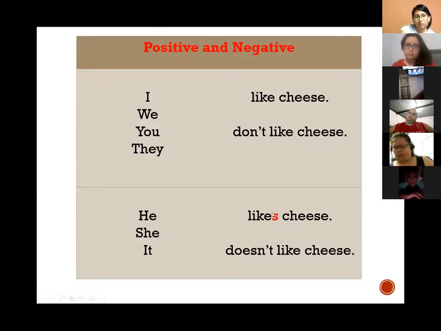En este caso utilizamos el verbo like. Y vamos a agregar únicamente S porque el verbo termina en E. Y decimos, she likes cheese. Or he likes cheese. ¿Okay? También tenemos la forma negativa. En este caso es doesn't like cheese.